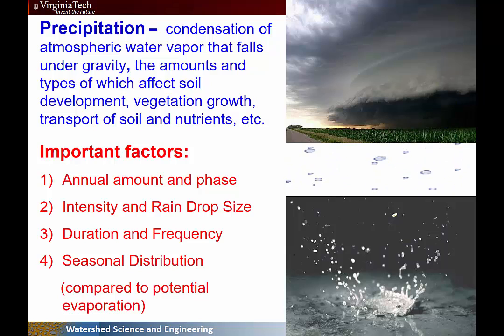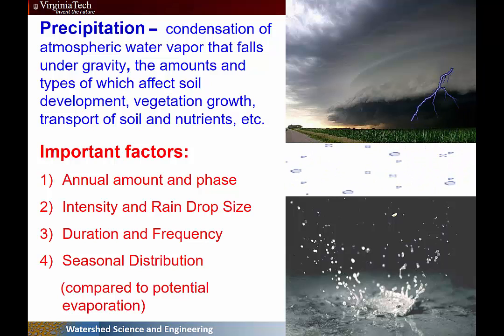So important factors are the annual amount and phase, so how much falls over the course of a year and what phase. Is it rainfall or is it snowfall, hail, things like that. The intensity and raindrop size, so do you get 3 inches falling in an hour or does 3 inches fall in a month? That's important in our systems as well.